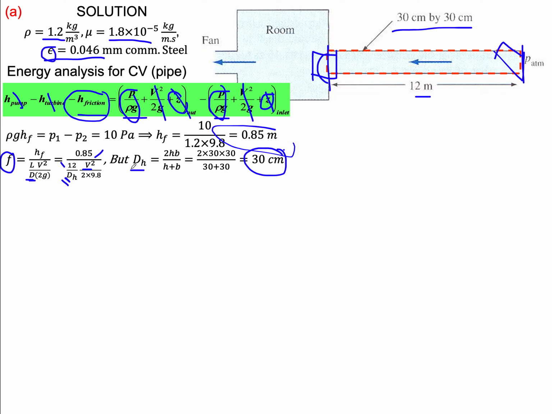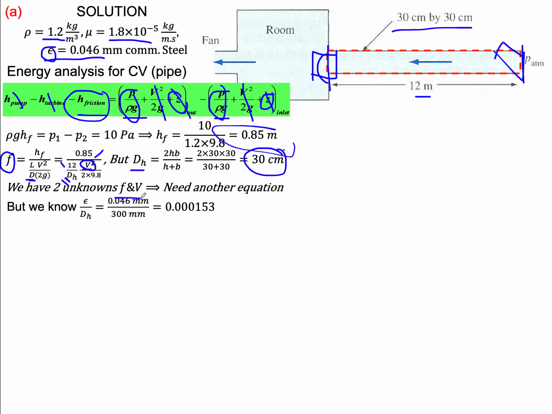So now I have a relationship between F and V. F I don't know, and the velocity, so I now computed the hydraulic diameter, you take it, plug it in here, but I don't know the velocity. So I have one equation with two unknowns, so I need to find another equation. The first equation is my energy equation.